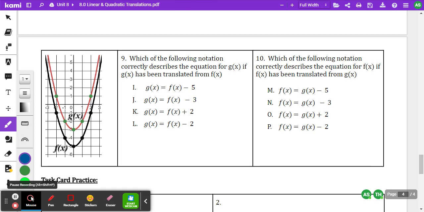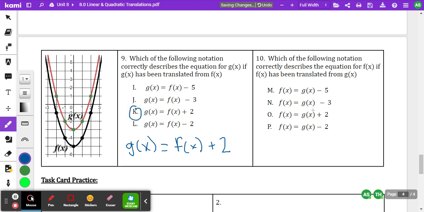Now looking at number 9, which of the following notation correctly describes the equation for g of x if g of x has been translated from f of x? So we are looking for g of x and we start at f of x. So if we start at f of x, we are moving up 1, 2. So plus 2, f of x plus 2 is letter K.